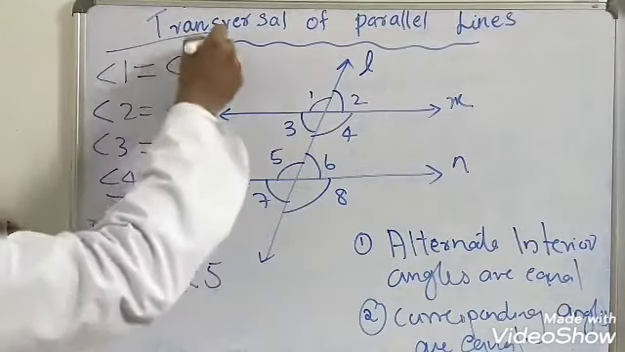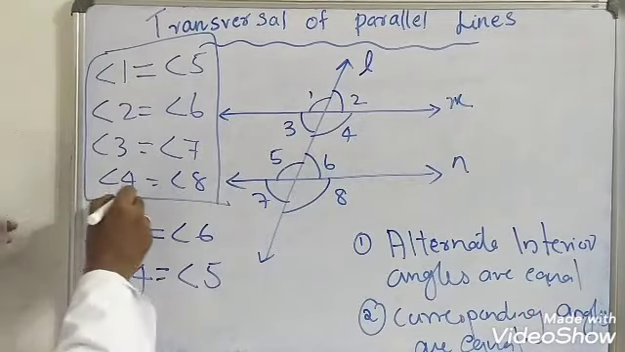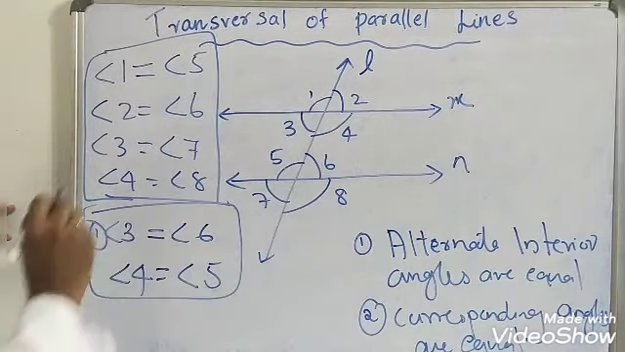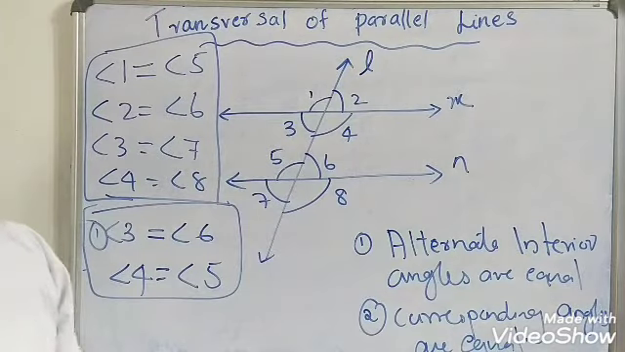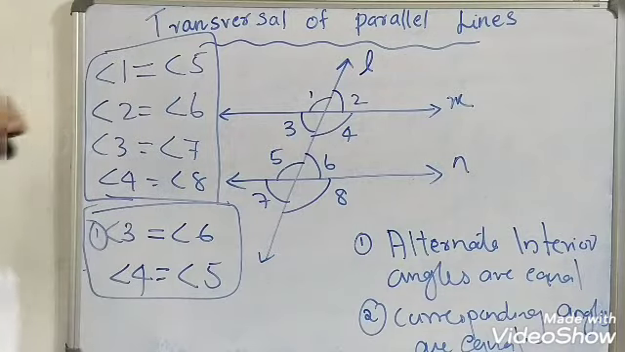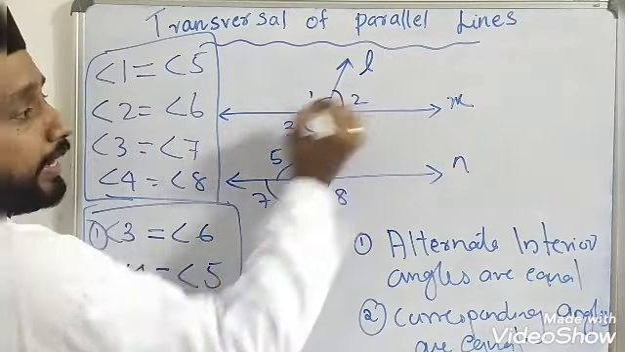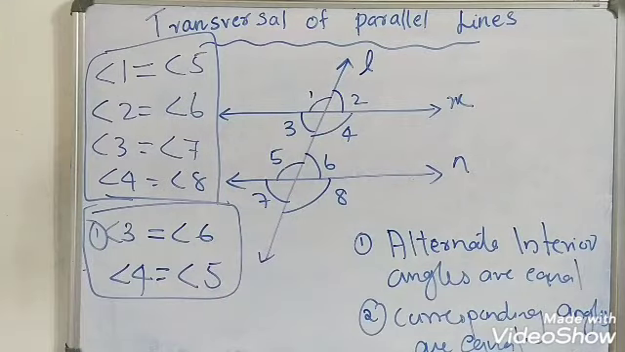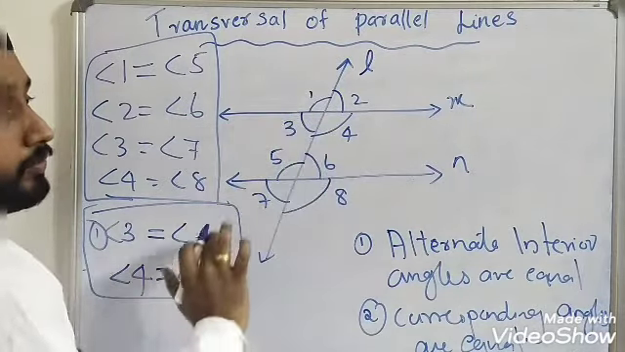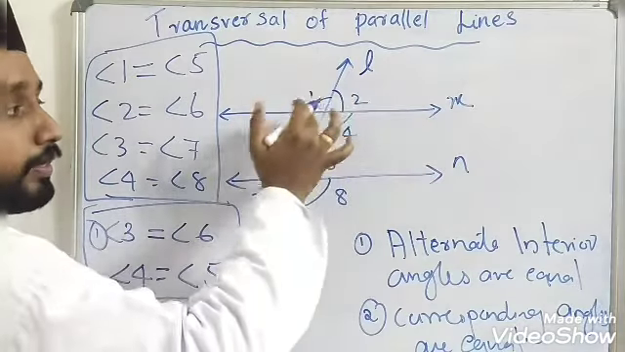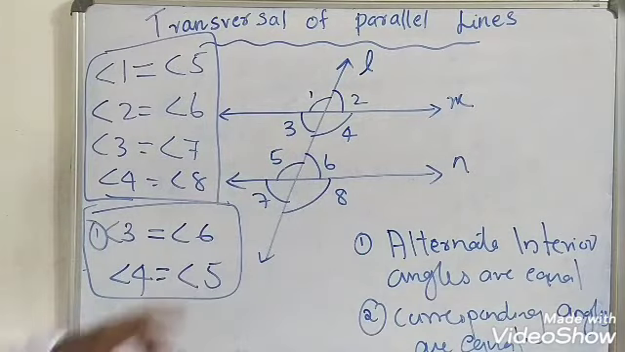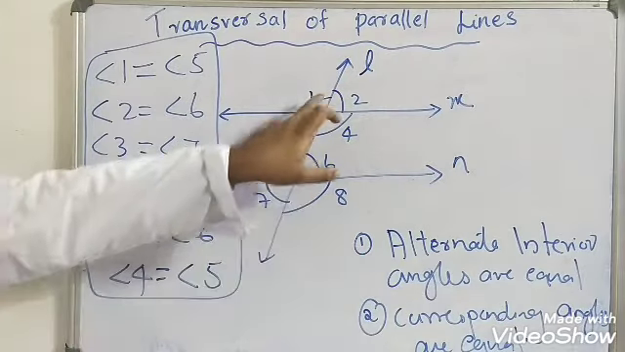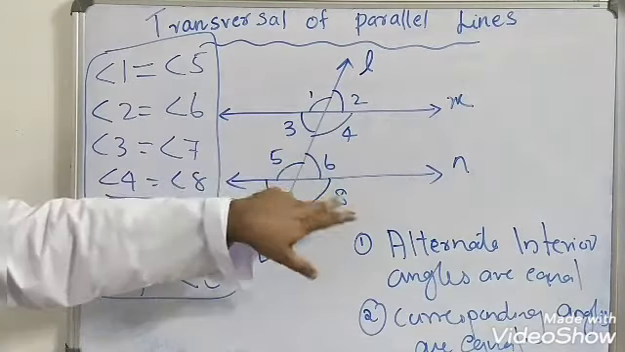These are the two main conditions when two parallel lines are cut by a transversal: alternate interior angles are equal and corresponding angles are also equal. Then one more condition, the adjacent angles. The adjacent angles are here 1 and 2, 3 and 4, 5 and 6, 7 and 8.